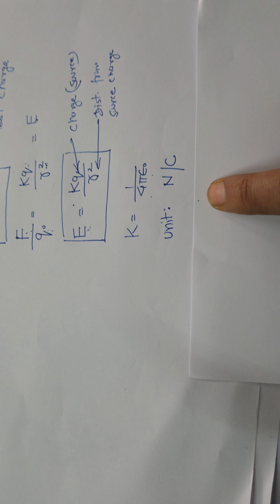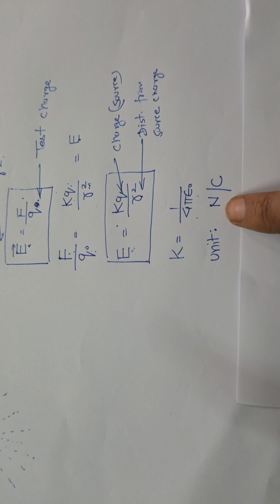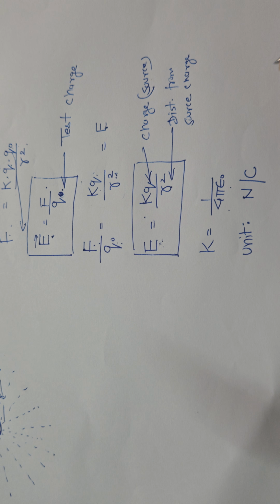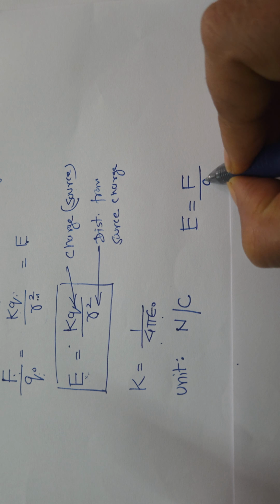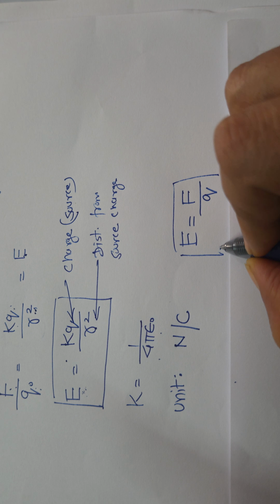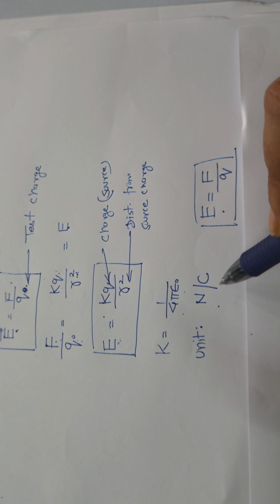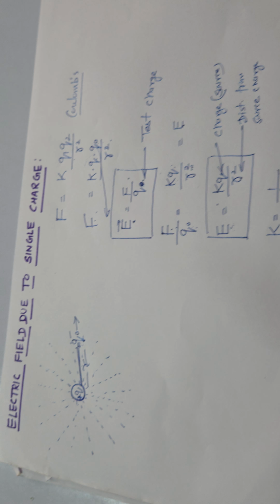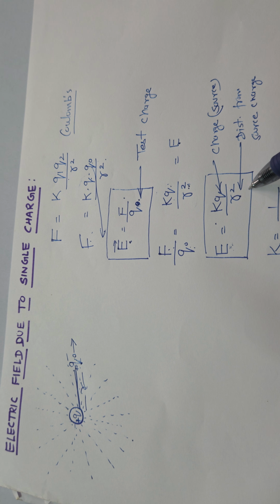Now we will see the unit of electric field. The unit of electric field is Newton per Coulomb. Why? Because electric field is defined as force per unit charge. So from this basic definition, electric field is Newton per Coulomb. So this was the formula for the electric field intensity due to a single charge.